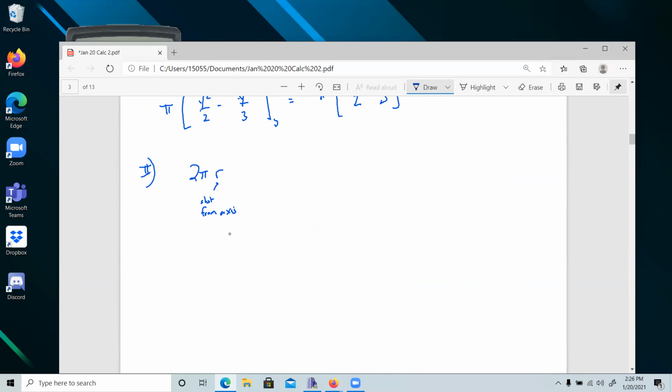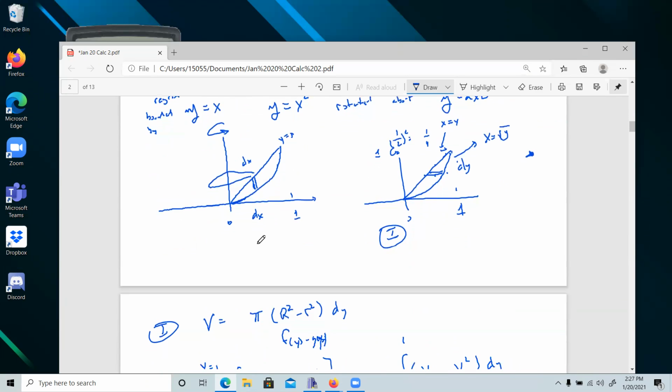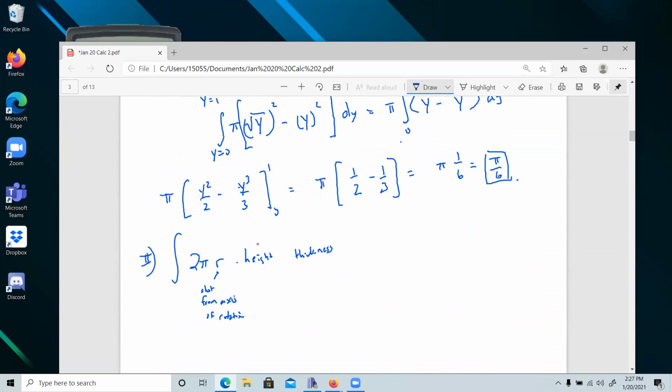It's the distance from the axis of rotation times the height times the thickness. And we're going to add all of these up. And instead of in y space, instead of looking at y's, my thickness is going to be dx's. So these are going to be x equals. Okay, so this is x equals 0 or x equals 1.